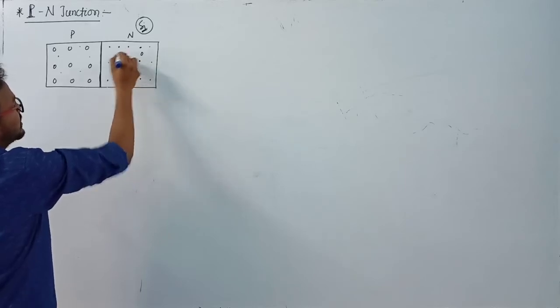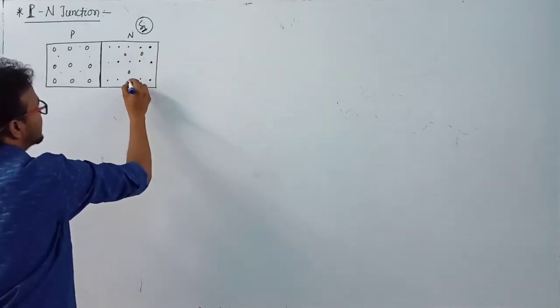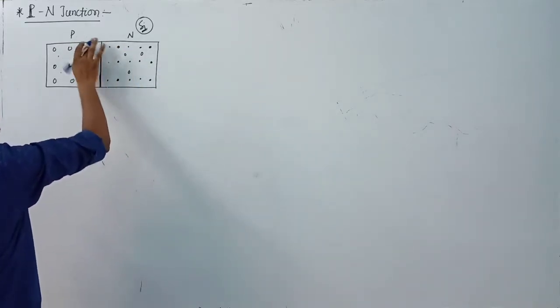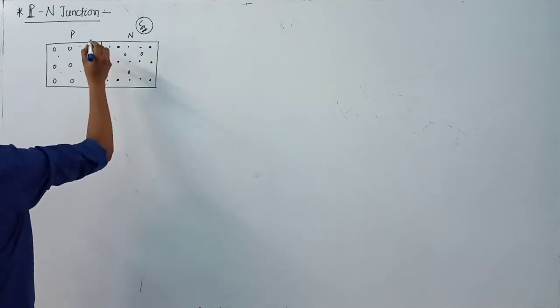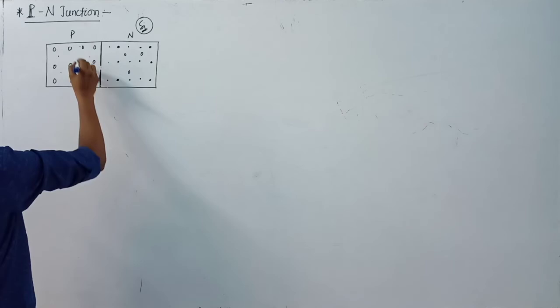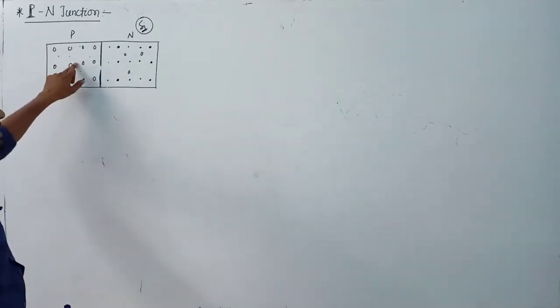Or in this case you can take another layer here. This is free, or this is electron. The majority charge carrier here is the electron, but here it is hole. This is hole, the majority charge carrier in the p-type semiconductor. So these are holes, and here the minority charge carrier is the electron.